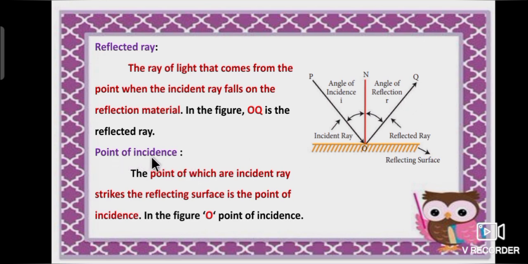Next one, point of incidence. The point at which the incident ray strikes the reflecting surface is the point of incidence. In the figure, O is the point of incidence. In this figure, P is the incident ray, Q is the reflected ray.